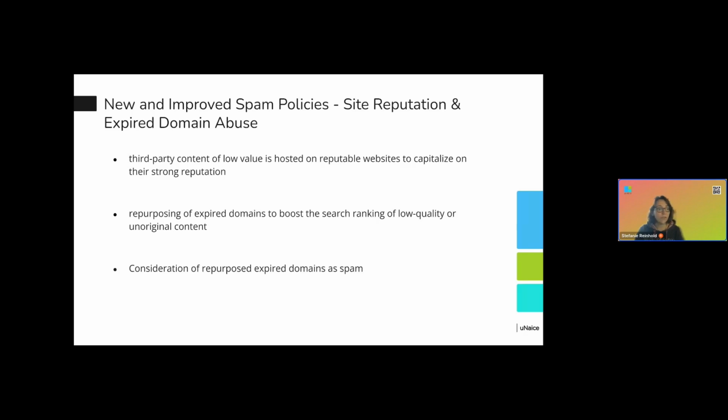It's not yet defined as spam. It will be penalized if they know that it's a third party using it. So again, expired domain abuse. It's not yet flagged as spam as of today.